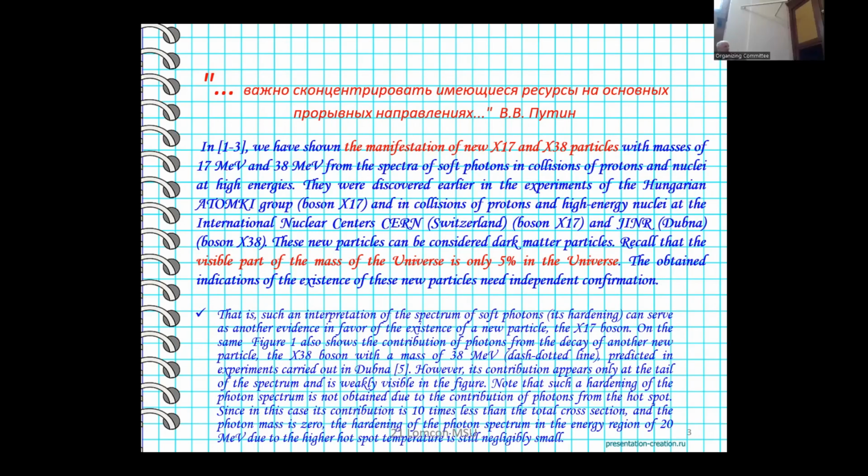They were discovered in early experiments of the atomic group, in collisions of protons and high energy nucleons at CERN, boson X17, and in general Dubna, boson X38. These new particles can be considered dark matter particles. Recall that the visible part of the mass of the universe is only 5%. The obtained indication of the existence of these new particles needs independent confirmation.